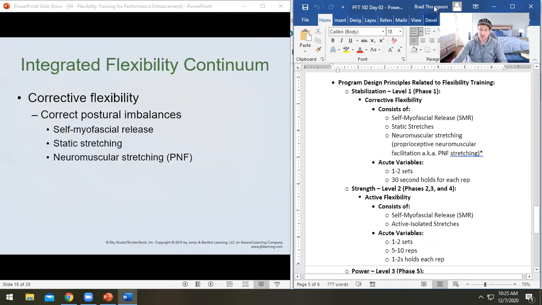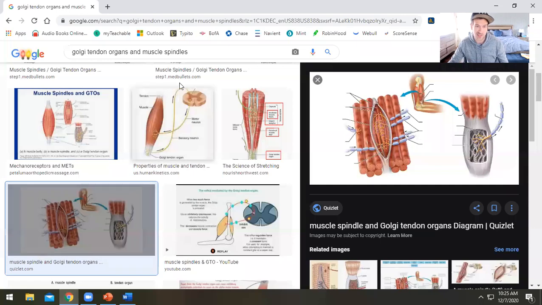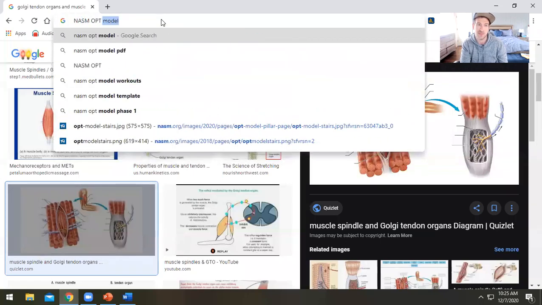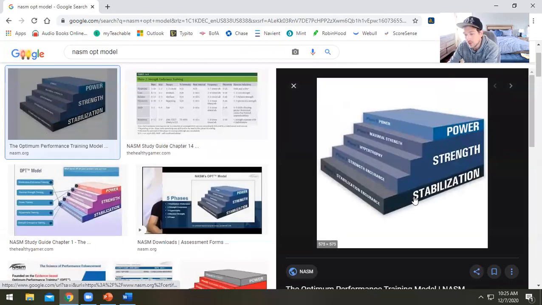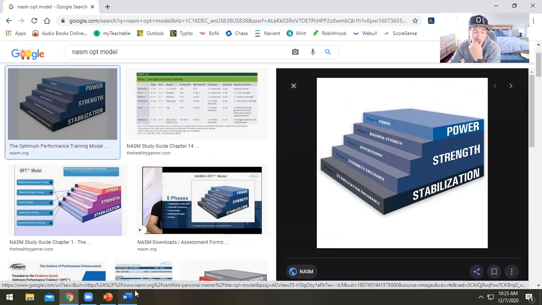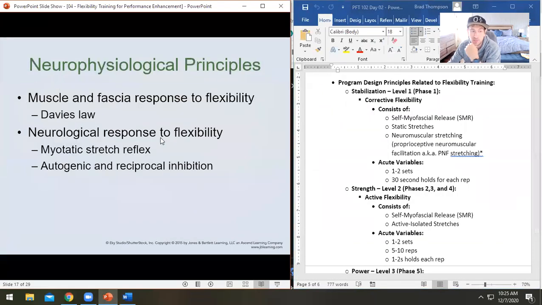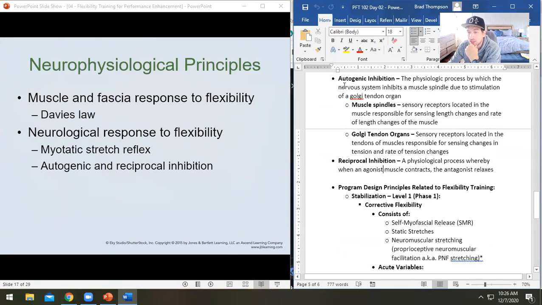So here it is. When you are writing a program for a client in stabilization, right? If we look at NASM's OPT model, you're going to break your clients into 3 levels. Stabilization, and that's the only thing we're talking about today. We're actually not talking about phases today. But if we're looking at stabilization as a level, strength as a level, and power as a level, we want to make sure that we're going to use one of these physiologic principles. We are either going to use autogenic inhibition, reciprocal inhibition, or a stretch reflex.